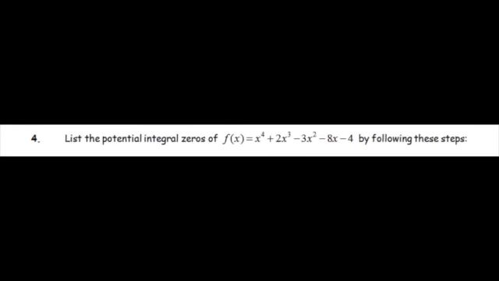List the potential integral zeros of f of x equals x to the fourth plus 2x cubed minus 3x squared minus 8x minus 4 by following the following steps.